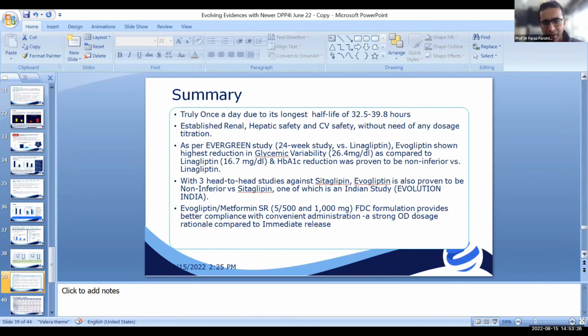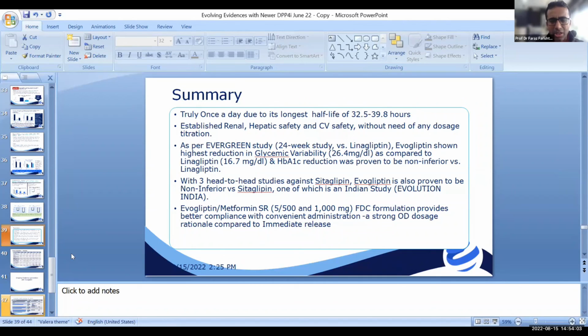As per the Evergreen study, the 24-week study versus the LENA, we saw that it was non-inferior when it came to the glycemic reduction, and patients had a better time in range when compared to the other. With the 3 head-to-head studies against sitagliptin, Evo again proved its non-inferiority with sitagliptin, which is one of the most gold standard drugs in the Indian study as well. And the combination therapy with metformin once daily gives you the similar result as you would get with individual therapy.